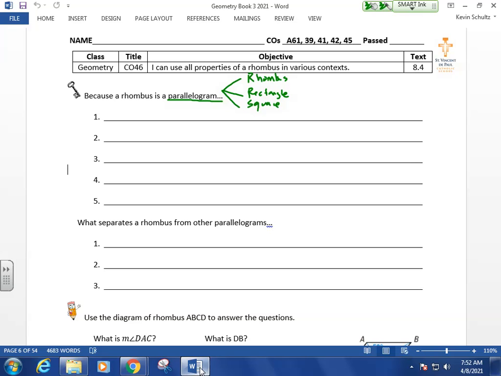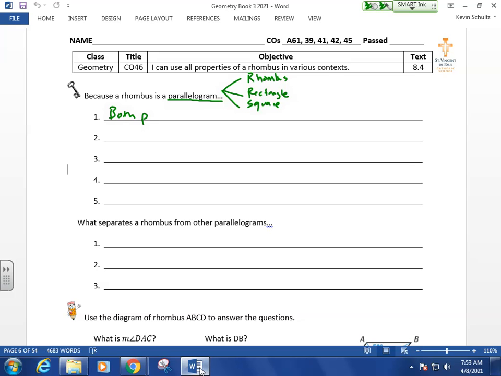So all three of those shapes, because they're parallelograms, have some of the characteristics that are the same. And then each of them has some different characteristics unique to them that separate them from the other two. So in CO45, we were talking about the broad parallelogram family. And now starting in CO46, we're going to focus on one of those types, which is the rhombus. And the five characteristics that a rhombus shares with a rectangle and a square, because they're all parallelograms, are the following. And you should recognize these.